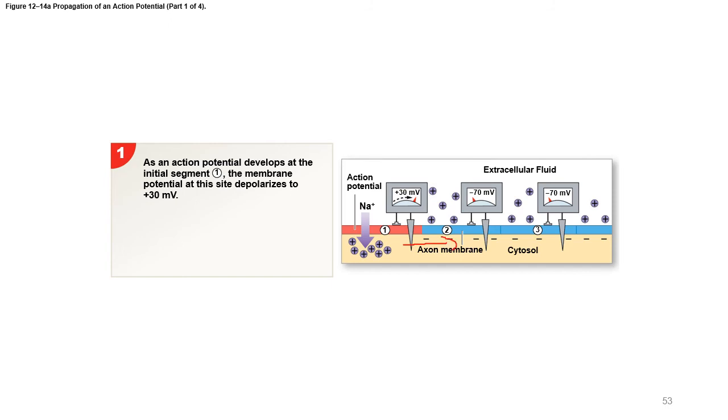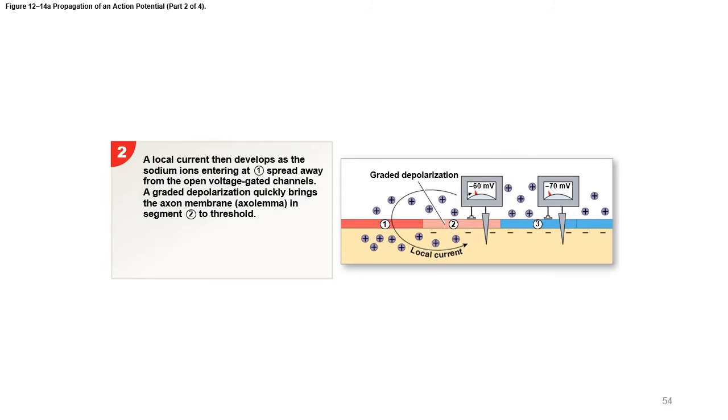Once this hits minus 60, it will spread, and it'll keep going in the membrane. A local current then develops as sodium ions entering at 1 spread away from the open voltage-gated ion channels, and a graded depolarization quickly brings the axon membrane in the segment to threshold. So if you had a graded potential here, a local current, and it went to a specific site, it could depolarize that site to minus 60, and it travels. If it gets to that point where threshold will be met, and the point in that threshold is the trigger zone we talked about. That's at the initial segment.